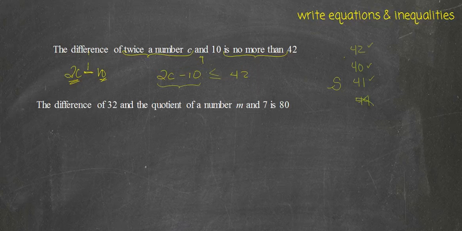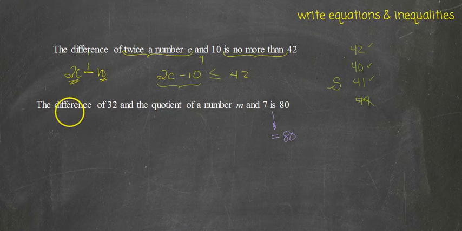All right, let's do another one. Let's break this down. We have the difference of 32 and the quotient of a number m and 7 is 80. Holy cow, that's a lot going on. But clearly I have a comparison. Is 80, that would be equals 80, right? So whatever all of this is on the left-hand side, we know it is 80.